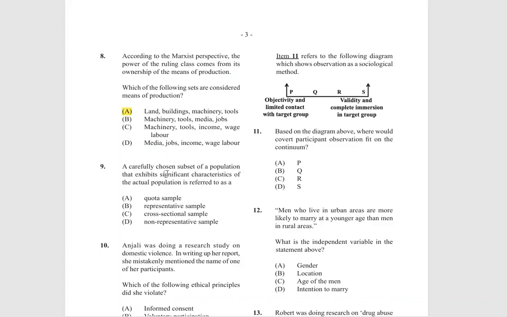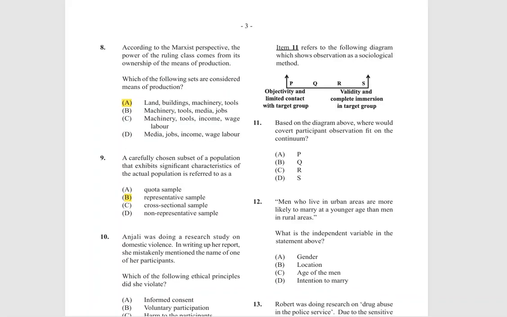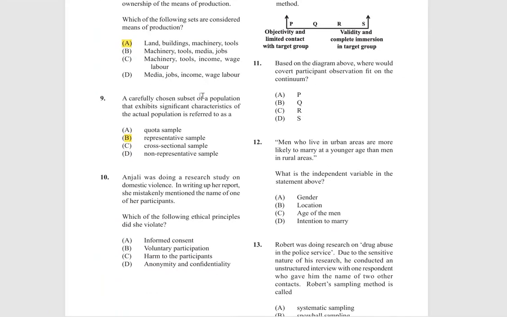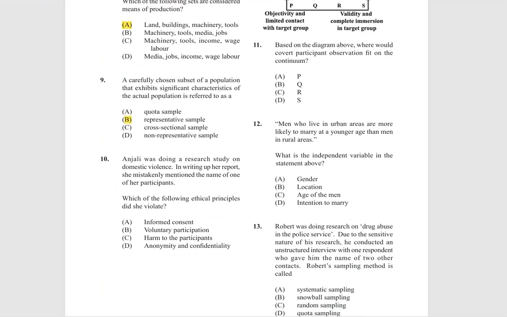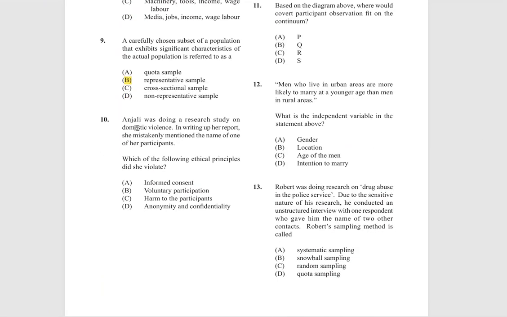A carefully chosen subset of a population that exhibits significant characteristics of the actual population is referred to as a: is it a quota sample, a representative sample, a cross-sectional sample, or a non-representative sample? The answer is B, a representative sample. So whenever you're trying to get a sample that is exhibiting significant characteristics of the actual population, that is called a representative sample.